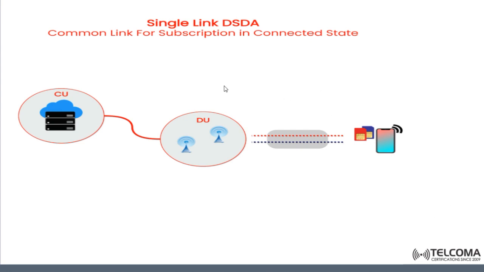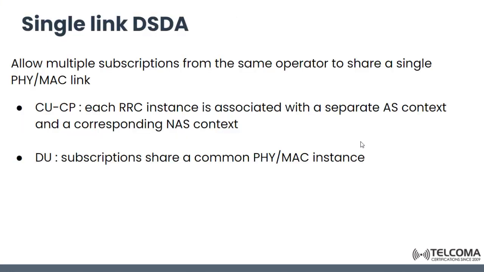So we can see here this is single link DSDA. It has a common link for subscriptions in connected state. This is the distributed unit and central unit, or the control unit, and this is your UE having the two SIMs. It allows multiple subscriptions from the same operator to share a single physical or MAC link. In the CU-CP, each RRC instance is associated with a separate access stratum context and a corresponding non-access stratum context. And the DU has subscriptions that share a common physical or MAC instance.